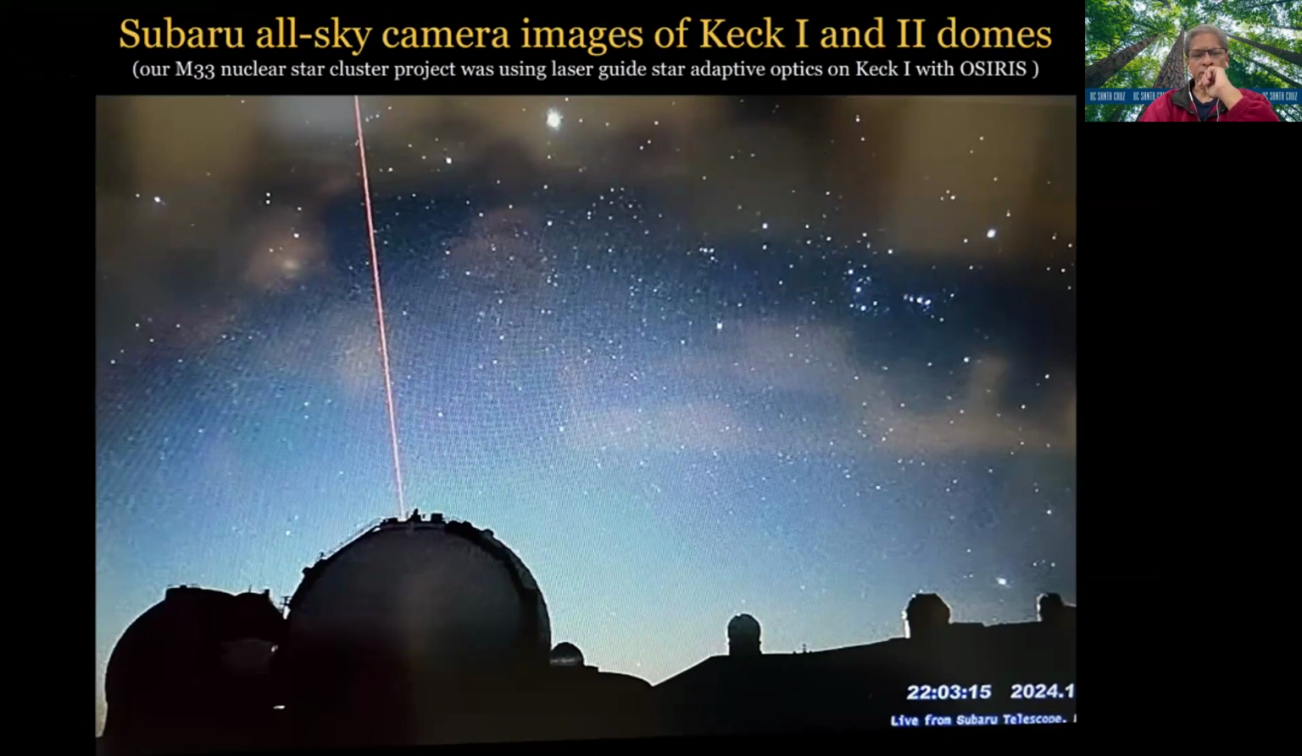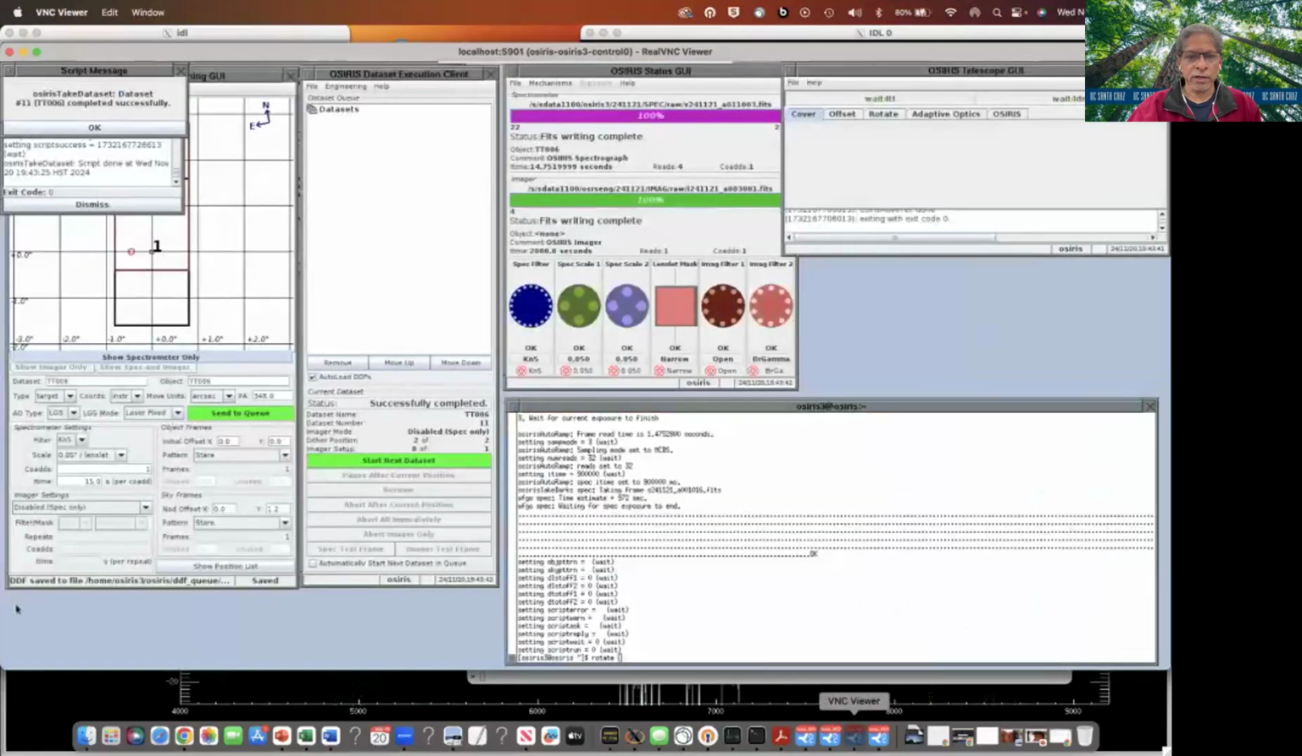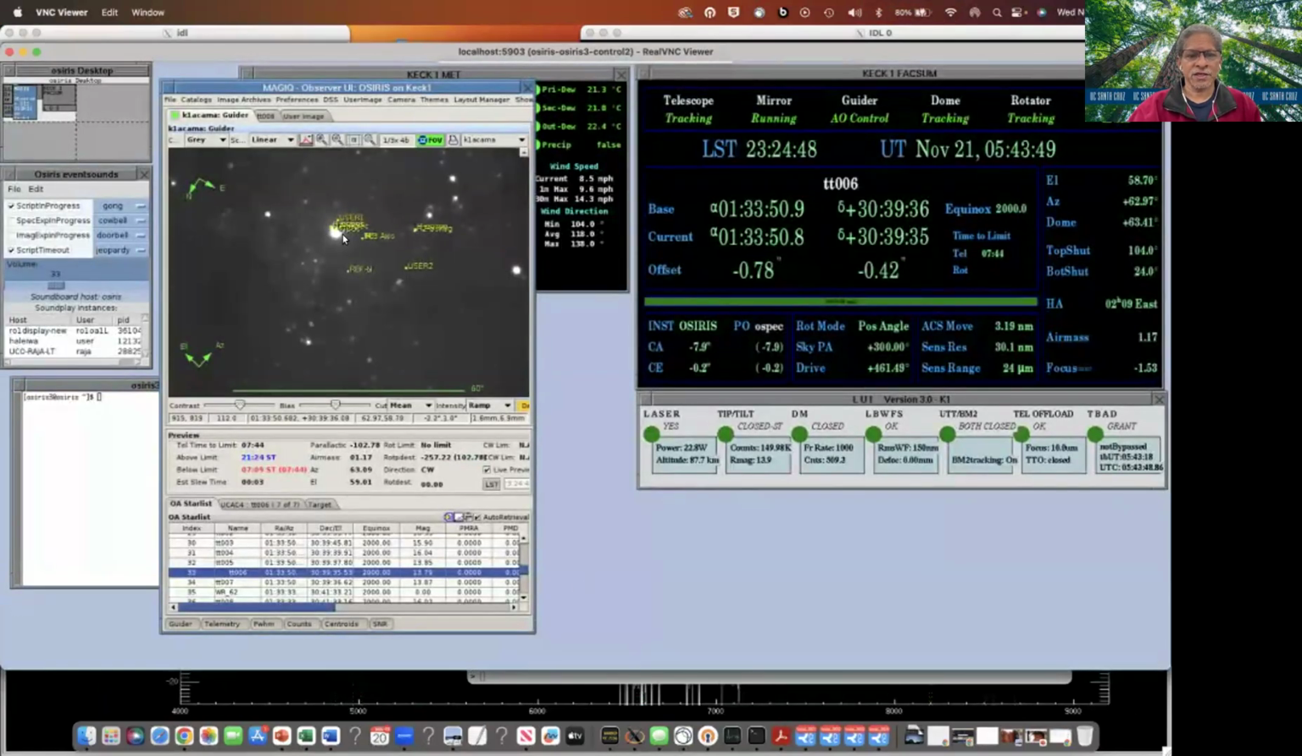Yes. And that big gong you heard has to do with instrument notification. We're just getting on our science target. I'm going to show you some other screens as well. That's our science target right there, the nuclear star cluster.